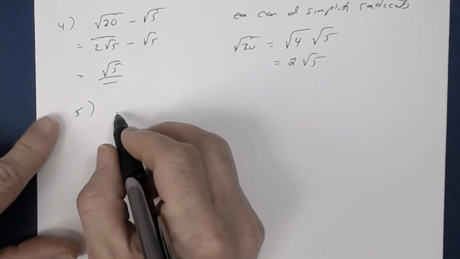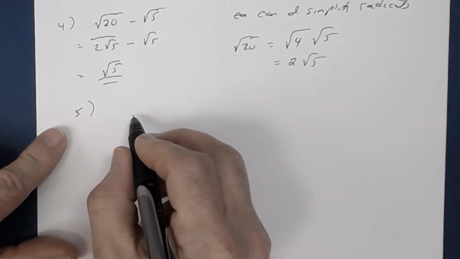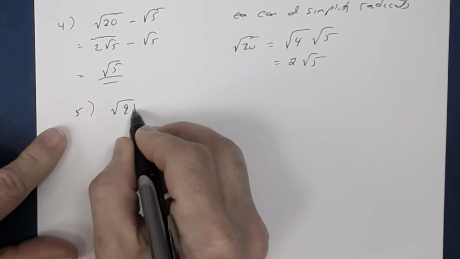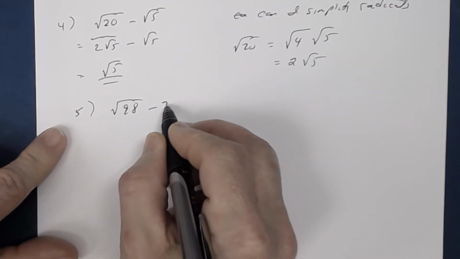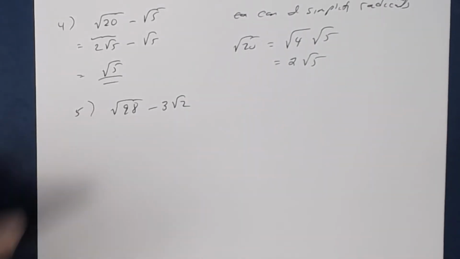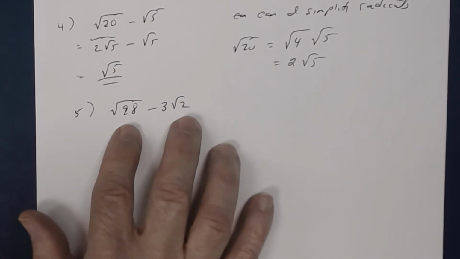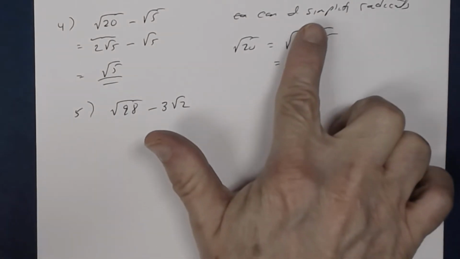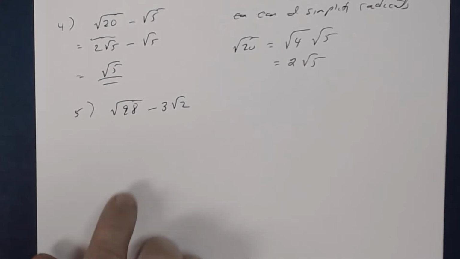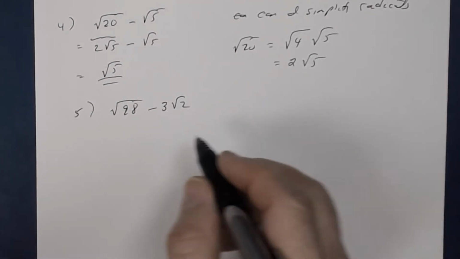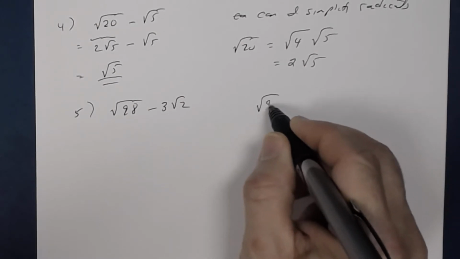Suppose you had, let's say, the square root of 98 minus 3 square root of 2. The square root of 98 minus 3 square root of 2. Okay, so I know that those are not like terms how they look, right? But then you want to make sure, can I simplify the radicals? Well, let's look at 98. What's the largest perfect square that goes into 98?